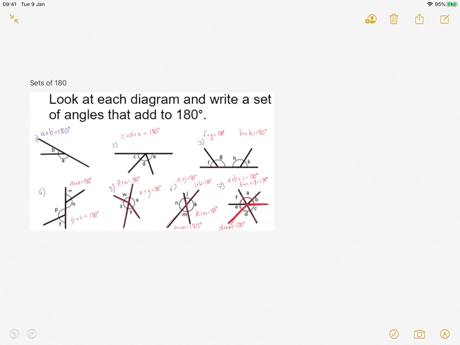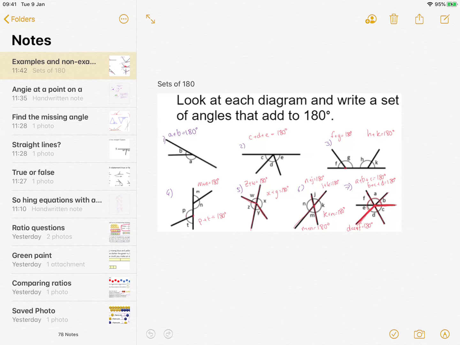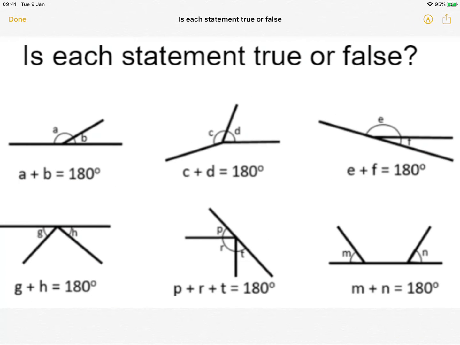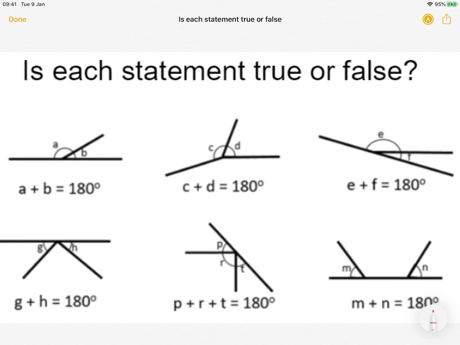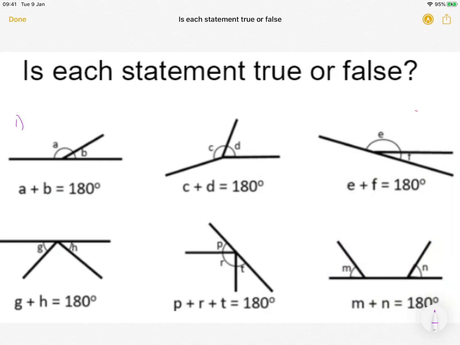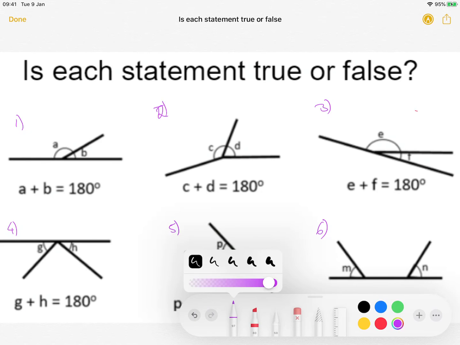Right, next questions that I'd like you to have a go at are some true or false statements. So all you need to do is just say whether you think the statements are true or false. So all you need to put is T or F. Have a go at them, pause the video, and then I'll go through them now so you can mark in red pen.